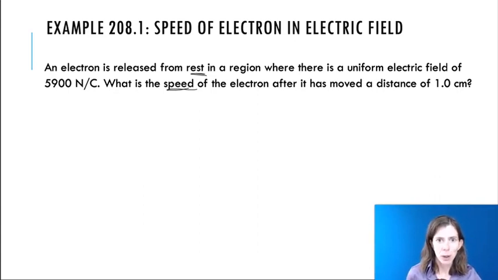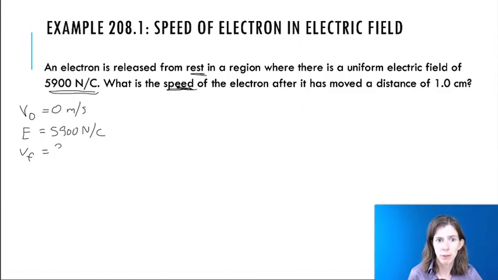Let's write down the most obvious givens first that are explicitly given, such as it's released from rest, and linking that to looking for the final speed. Whenever something starts from rest, we say the initial velocity is 0. Then in a region where there's a uniform field of 5900, that one is explicitly given. Electric field is 5900 newtons per coulomb. What's the speed of the electron? So we're looking for the final speed. We can call it VF. After it has moved a distance of 1 centimeter.